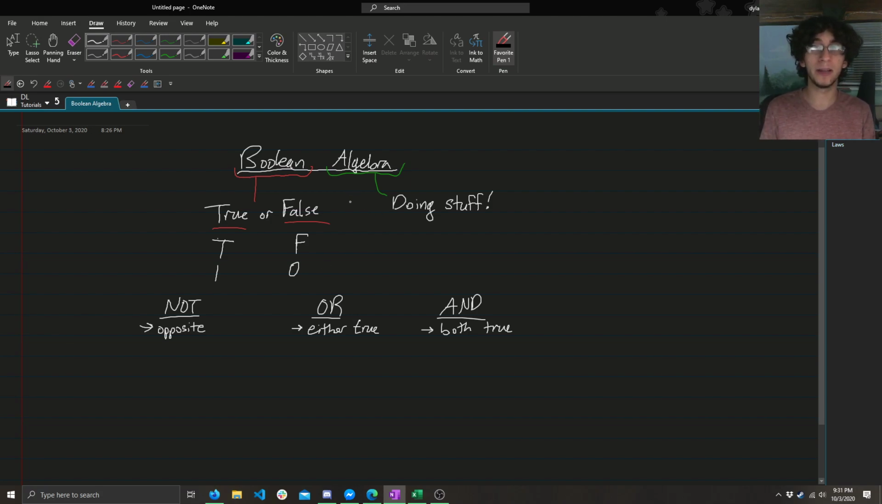And the algebra part is basically just doing stuff. There are three operations that you can do. You can have a NOT, an OR, and an AND. First, let's do the NOT.